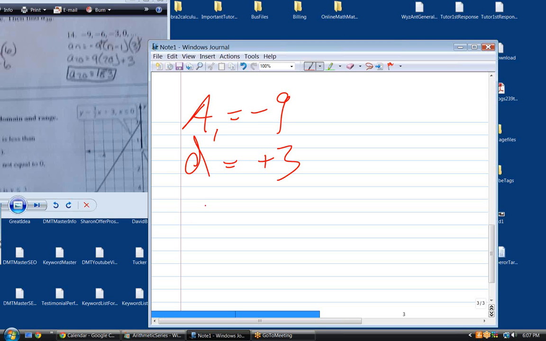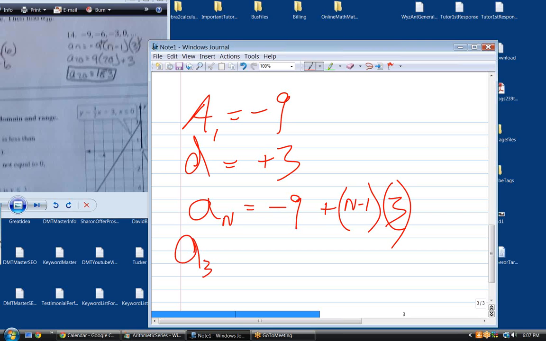So now what is the general formula for this series? A of n is equal to negative 9 plus n minus 1 times 3. It's always n minus 1 times the common difference. Okay? So now what is A sub 30?